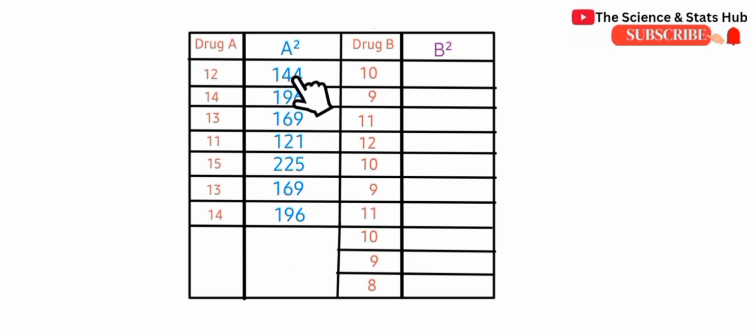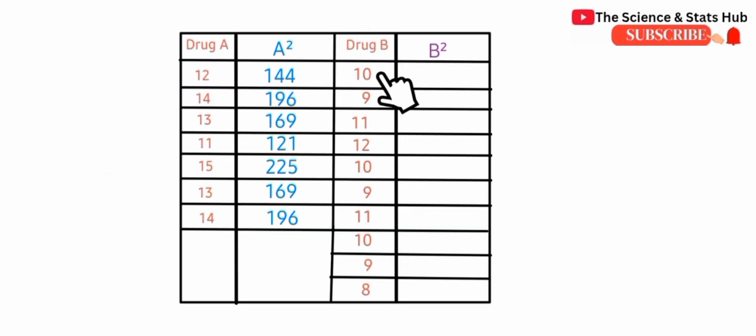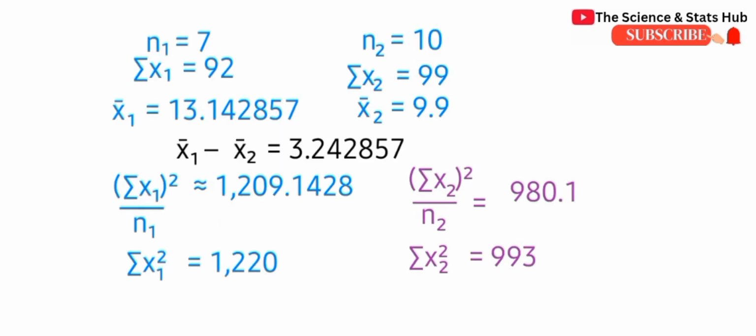144 plus the others gives the total. Let's also take the square of each of these values: 10 squared, 9 squared, 11 squared, 12 squared, 10 squared, 9 squared, 11 squared, 10 squared, 9 squared, and lastly a square. Adding up these values, we have 100 plus the rest, giving 993.